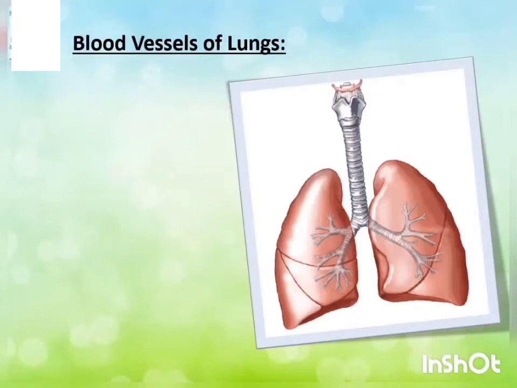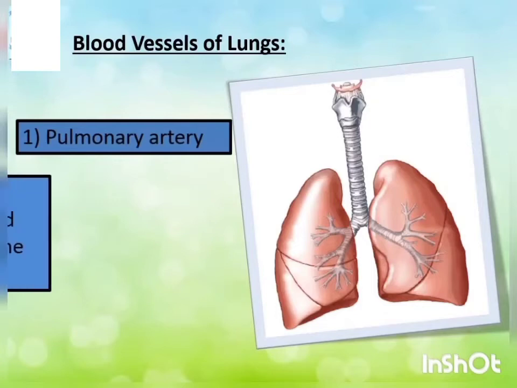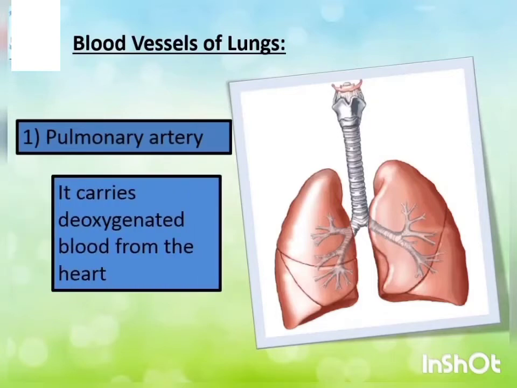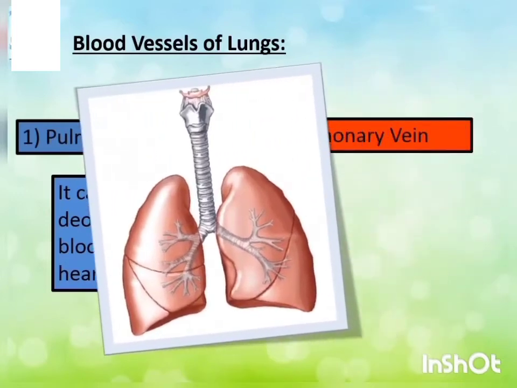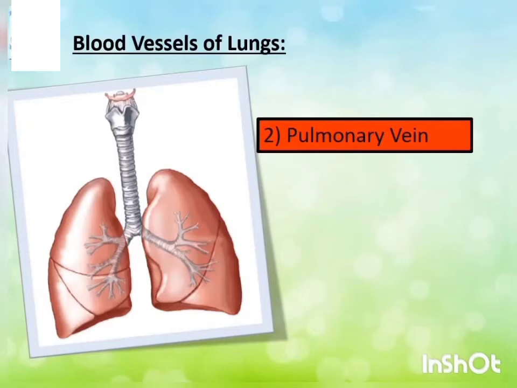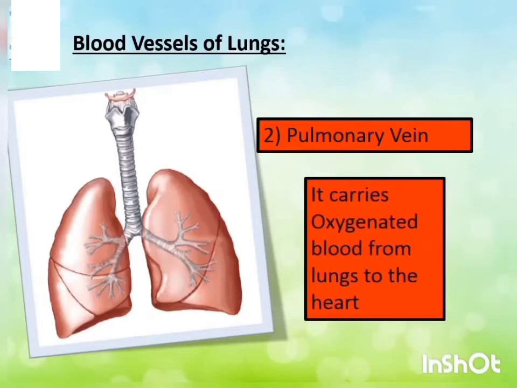Now let's see the blood vessels of lungs. There are 2 blood vessels. One is the pulmonary artery. It carries deoxygenated blood from the heart. As you already know, arteries carry oxygenated blood except the pulmonary artery. And whenever the word pulmonary is used somewhere, it means that it is about lungs. Okay, the next blood vessel is the pulmonary vein. It carries oxygenated blood from lungs to the heart.